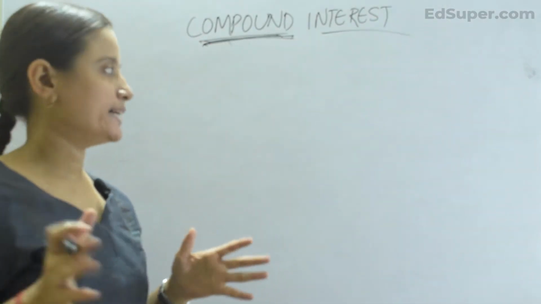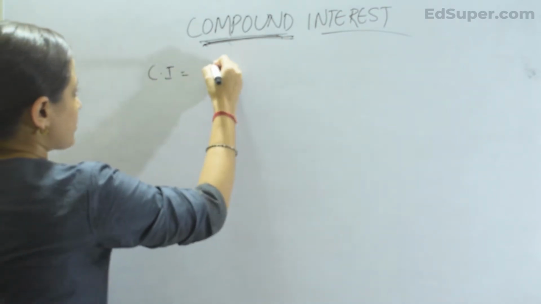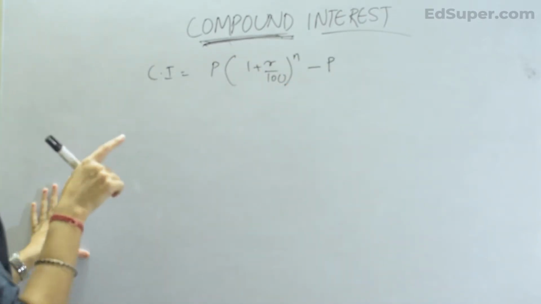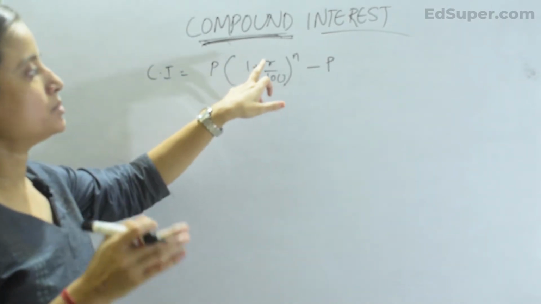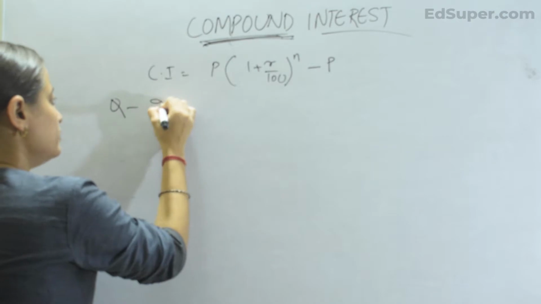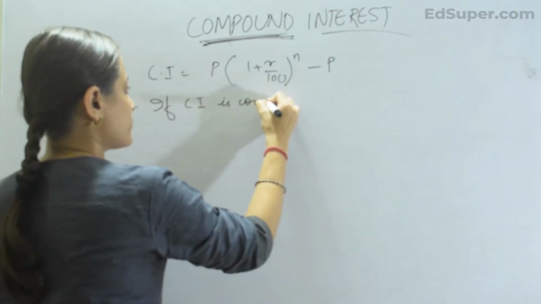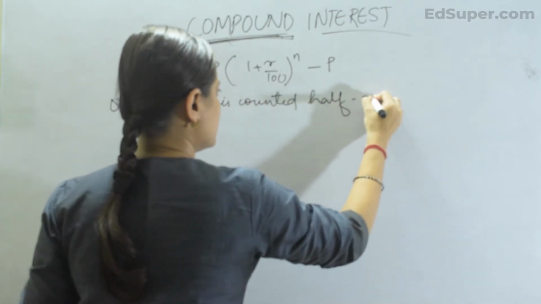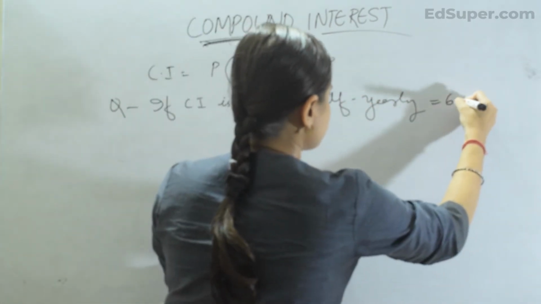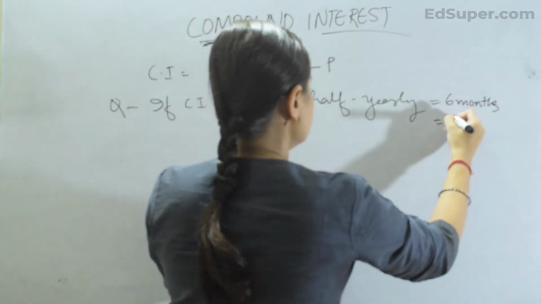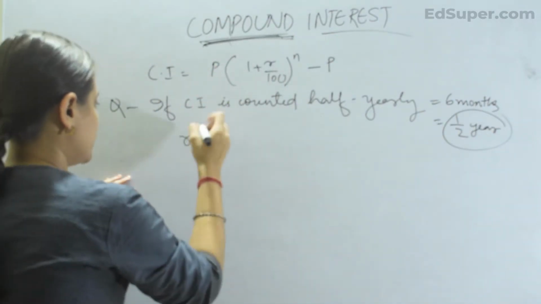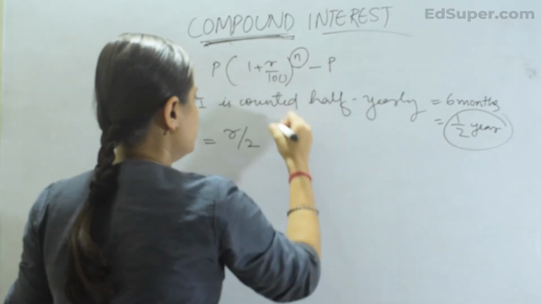So compound interest, you got a rough idea. The formula is P into (1 plus R by 100) to the power n minus P. If the question says that CI is counted half yearly, that means instead of 1 year they are counting in 6 months, which is 1 by 2 year. So your formula becomes: R, the rate of interest, becomes R by 2 and your time becomes 2n.